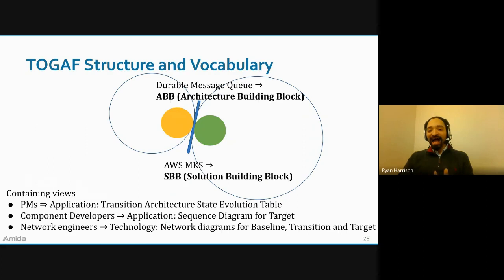And as I'm doing the architecture, I can go into this grab bag of tools and say, all right, this durable message queue, I'm going to reuse this. This is a segment architecture. I'm going to reuse this across projects. So I'm going to make an architectural building block, which has some views in it.